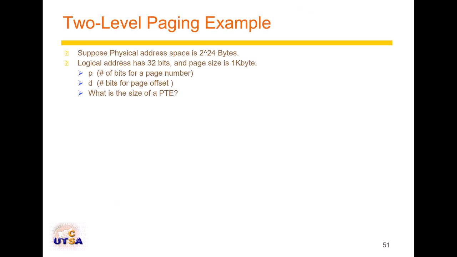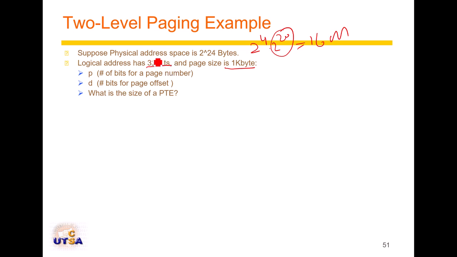Okay, before getting into this speed up problem, let's first look at an example and see how a 2-level paging system can be designed. Let's use actual numbers here. We are going to assume that our physical memory has 2 to the power 24 bytes. So it is like 2 to the power 4 times 2 to the power 20, which is mega. 2 to the power 4 is 16, so we have 16 megabytes of physical memory. And then we are assuming that our logical address space has 32 bits, and our page size is just 1 kilobyte. It's small pages.